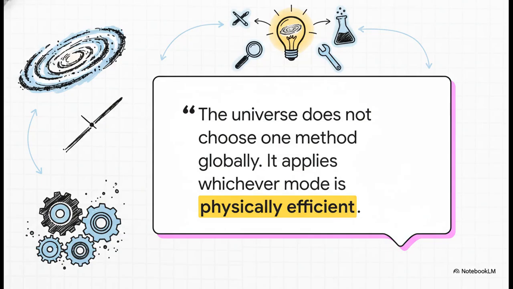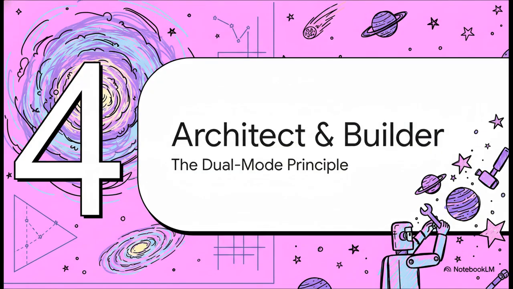This quote right here, this gets to the very heart of the new idea. The universe isn't rigid or dogmatic. It's fundamentally adaptive. It's efficient. It just uses whatever method is most physically efficient for the conditions at hand. It's a pragmatist. So how does that actually work in practice?